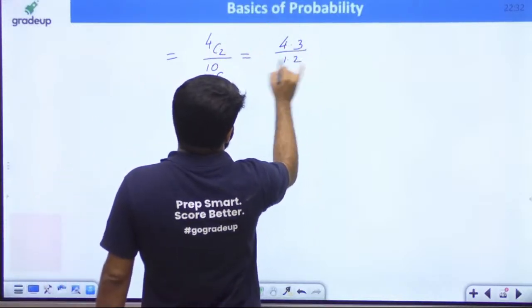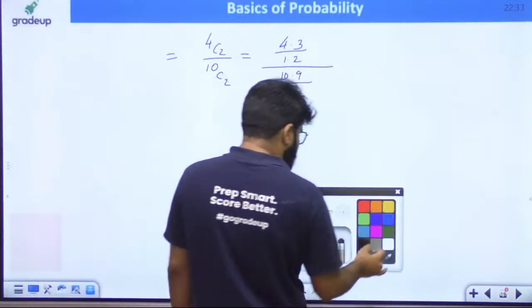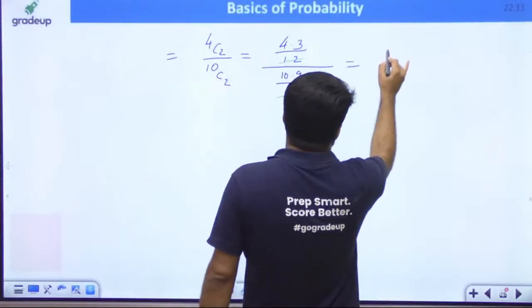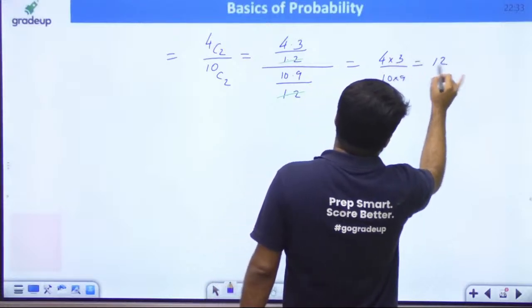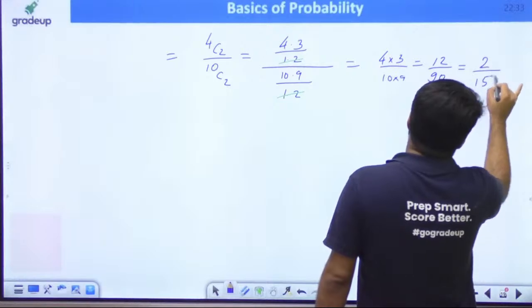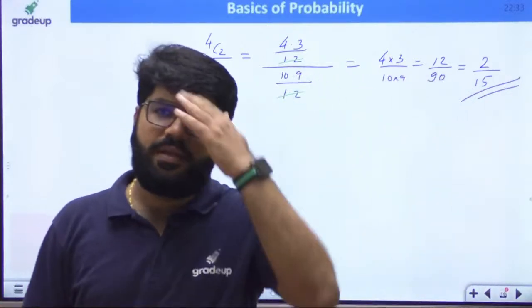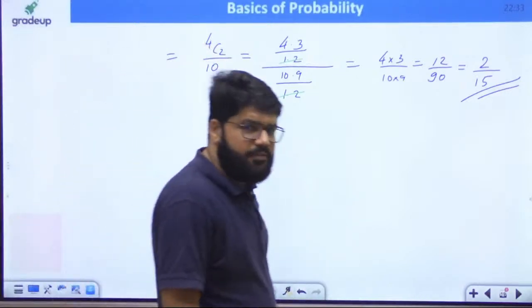Okay, now what is 4C2? 4 into 3 upon 1 into 2, divided by 10C2, 10 into 9 by 1 into 2. The 1 into 2 wala part toh gets cancelled. So the answer is once again 4 into 3 by 10 into 9. The answer is once again 12 divided by 90, or the answer is once again 2 divided by 15 if you cancel by 6. Everybody, okay. The answer is 2 divided by 15.